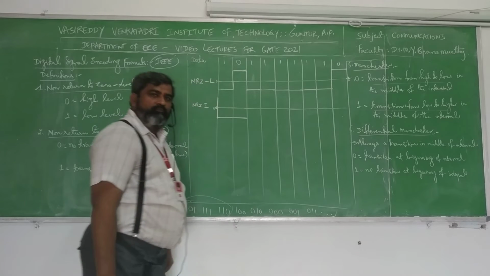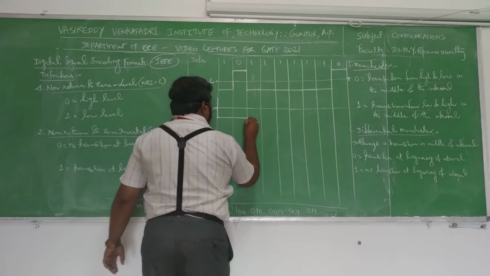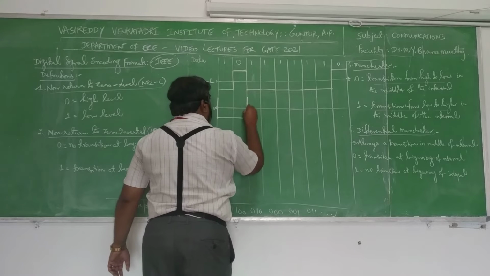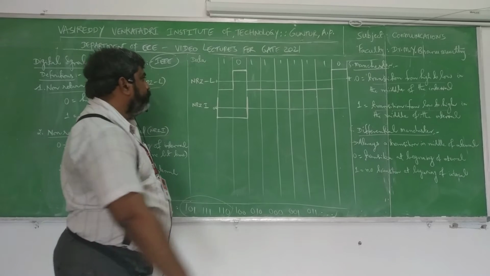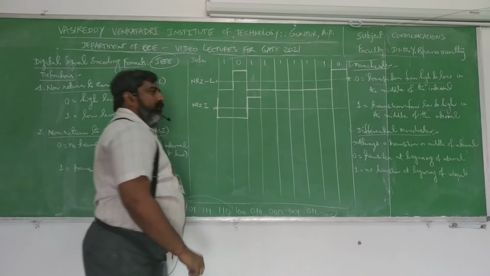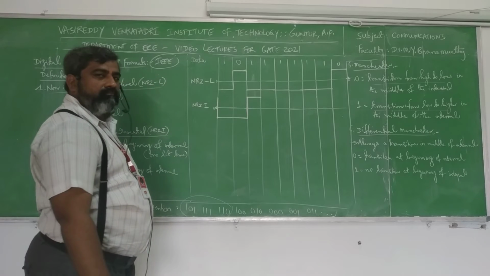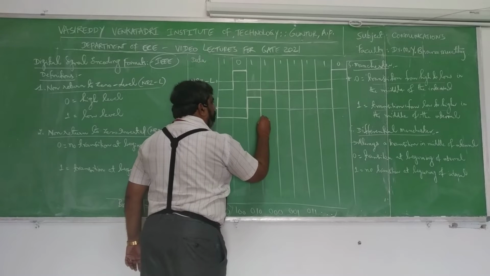And then next is bit 1. So transition. Now you are at the low level, so show the transition and go to the top, positive level. And then maintain this value. That is the bit 1. Next bit again 1. Again you have to show a transition at the beginning of the interval.